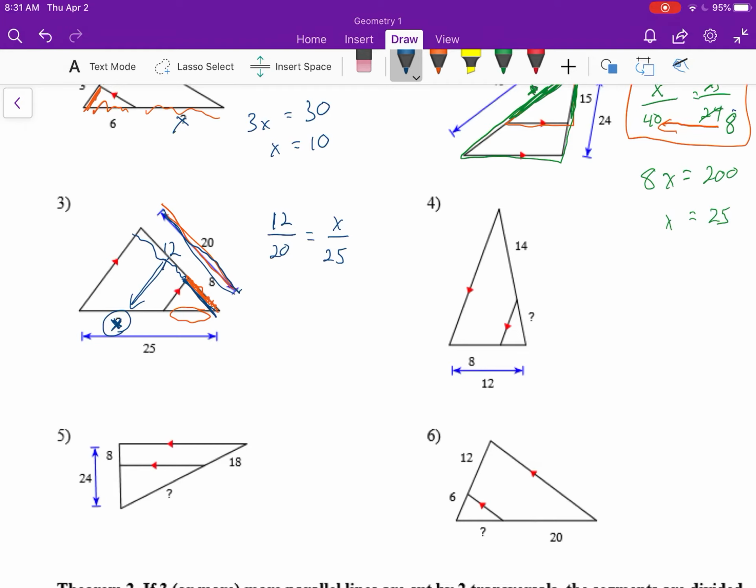Again, we could reduce first, since I don't have a calculator. 4 goes into both of these. 4 goes into 12 three times, and 4 goes into 20 five times. Now we can cross multiply. 5x equals 75. So x equals 15.